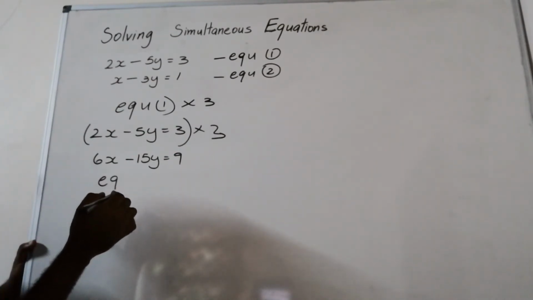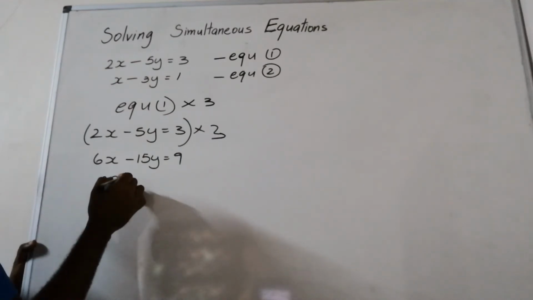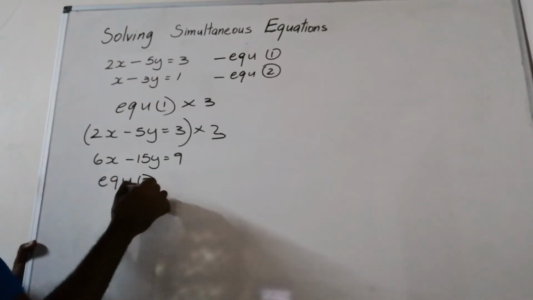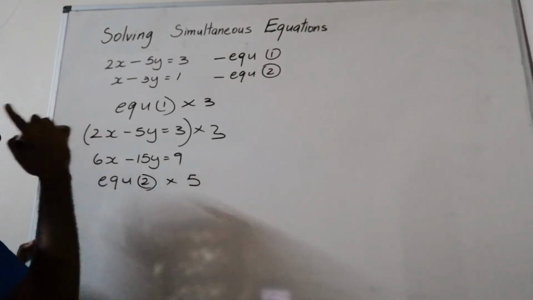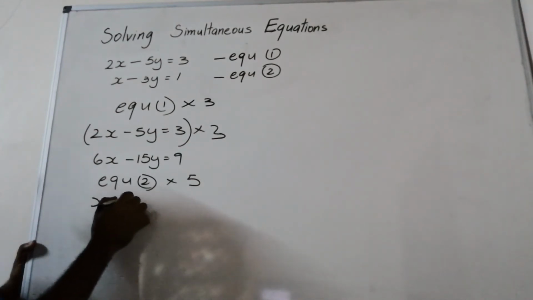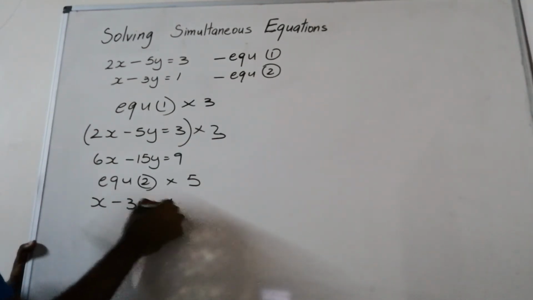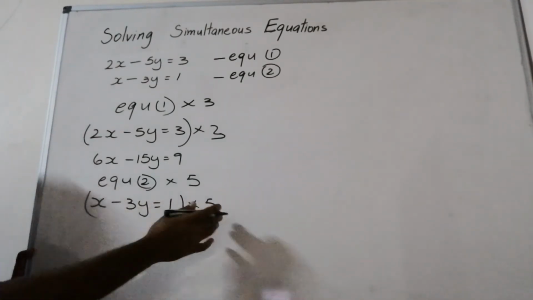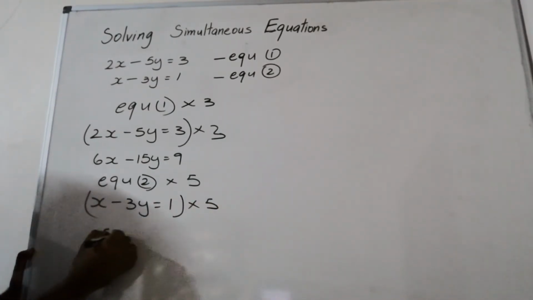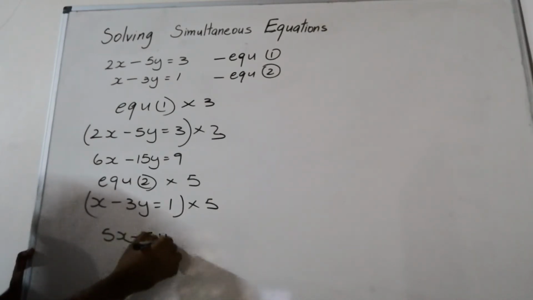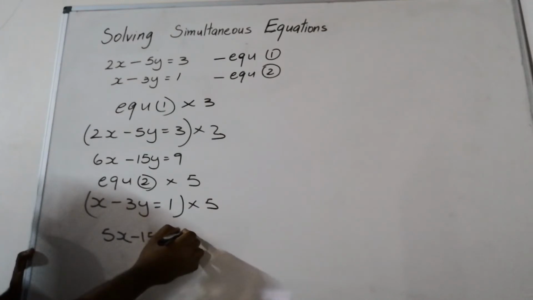And then equation 2, we will multiply by 5. So 5 times x minus 3y is equal to 1 multiplied by 5. So 5 times x will give us 5x, take 15y is equal to 5.